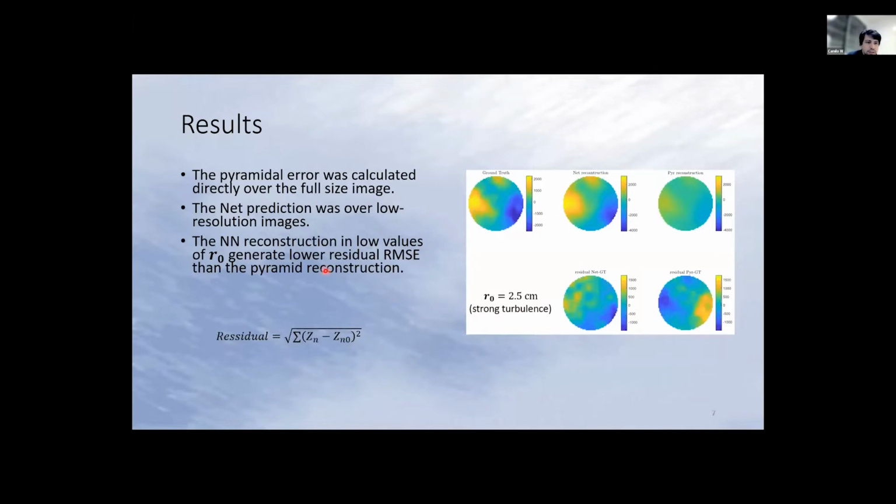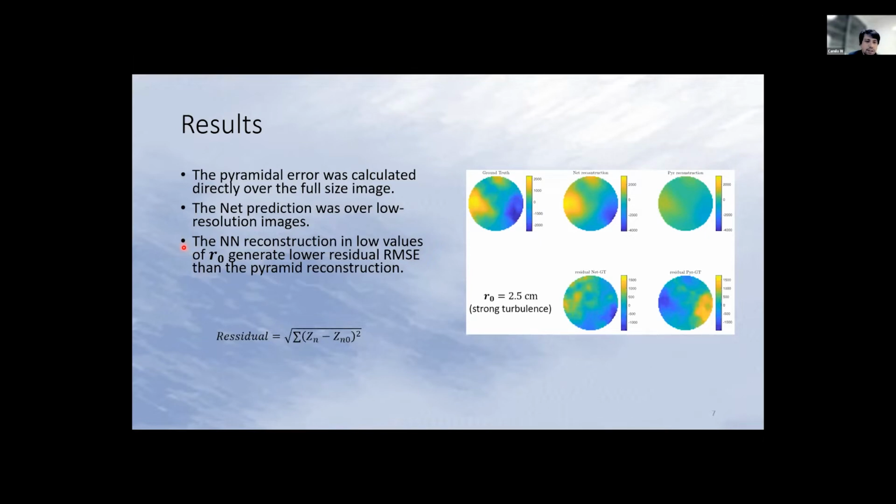And for the results, the pyramidal error was calculated directly over the full size image. For example, the reconstruction of the pyramidal system here is using the full size image of a very high resolution. And the network prediction was obtained from the trained image. For example, the lower resolution image was a part of, one-quarter the size of the real simulation.